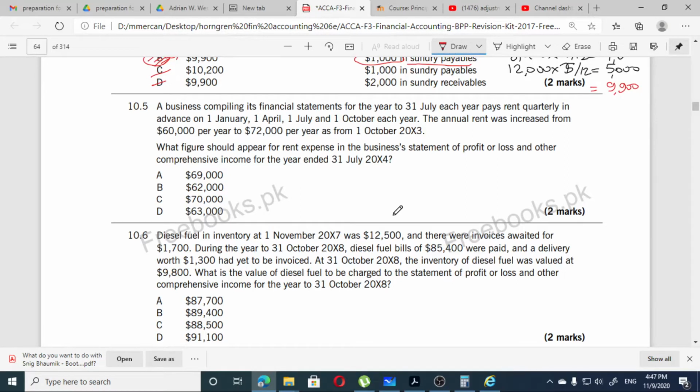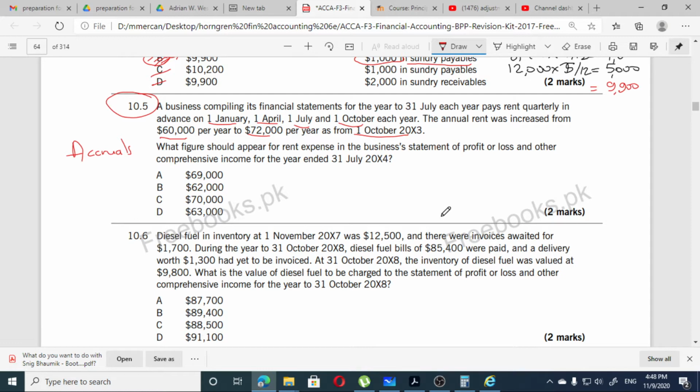Let's continue doing questions for the ACCA book. Question 5 is about accruals again. Here the business prepares financial statements for the year ending 31 July each year, and pays rent quarterly in advance: January 1, April 1, July 1, October 1 each year. The annual rent was increased from $60,000 to $72,000 from October 1st, 2003.